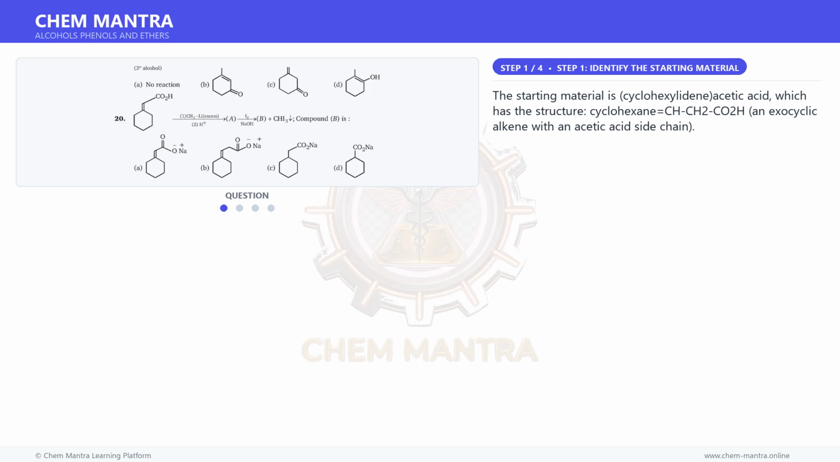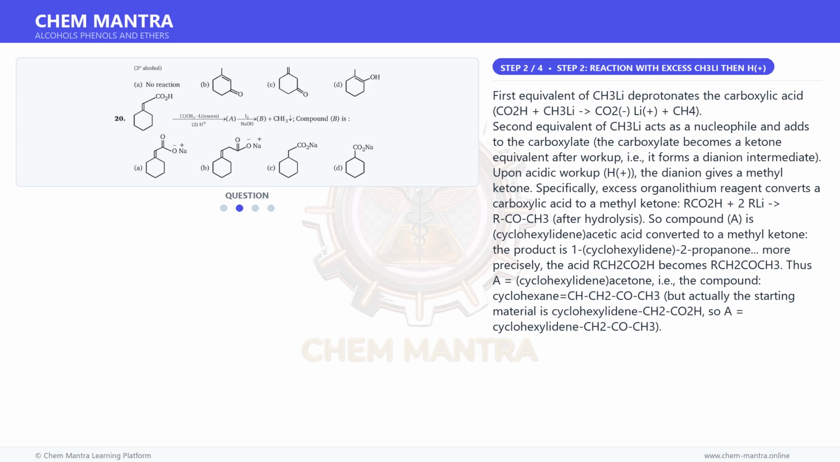The starting material is cyclohexylidene acetic acid, which has the structure cyclohexane = CH, CH2, CO2H, an exocyclic alkene with an acetic acid side chain. Moving on to the next step.